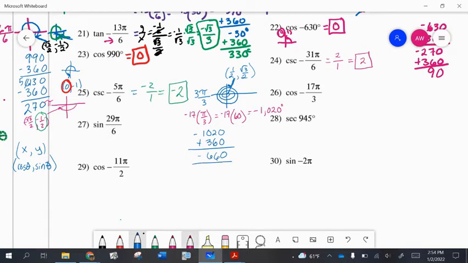So I want to add 360 again because we're trying to get the lowest positive coterminal angle. That's what we're looking for. So I'm going to add 360 again. That'll be negative 300, still negative. So I'm going to add 360 again. And I get positive 60. And that's what we said. It's coterminal with positive 60 degrees.